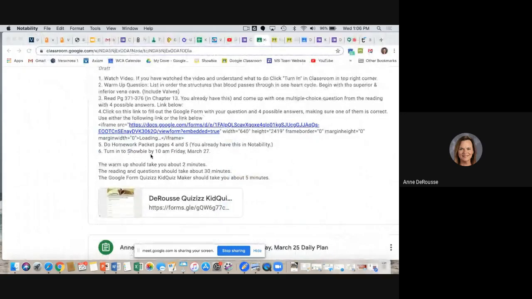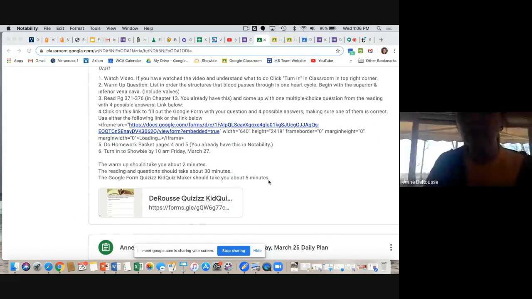And then you will turn that into Shobi by 10 a.m. tomorrow morning, Friday, March 27th. The warm-up should take you about 2 minutes. The reading and questions should take you about 30 minutes. And just writing down one question for that Google form quiz should take you about 5 minutes.